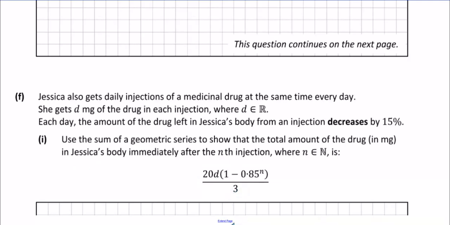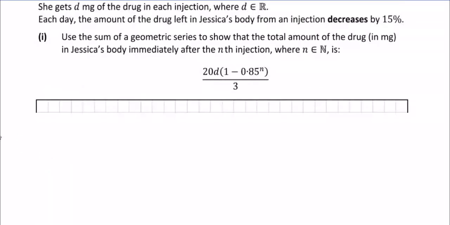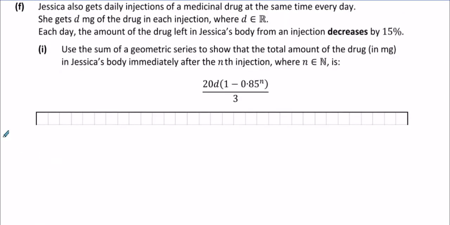Jessica gets daily injections of a medical drug at the same time every day. She gets D milligrams, where D is an element of R. So D is some sort of decimal maybe. It could be like 3.75 or 4.86, some random number. Could be 10, could be 5, I don't know.